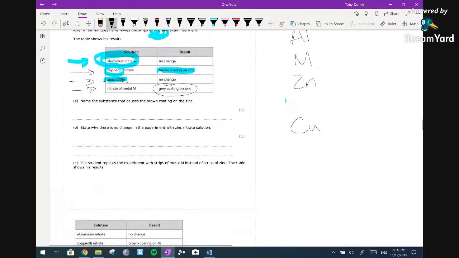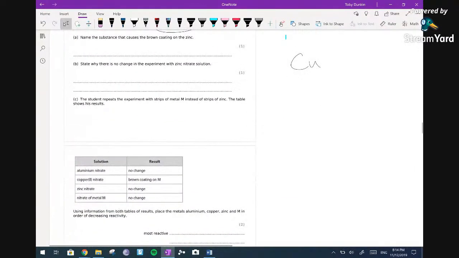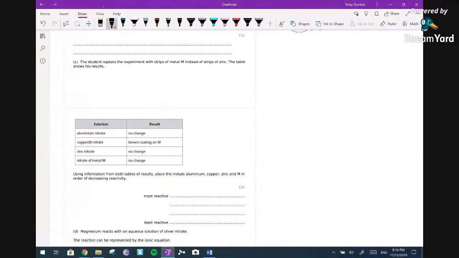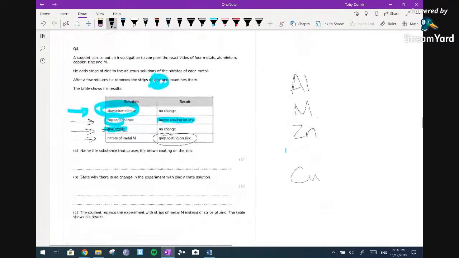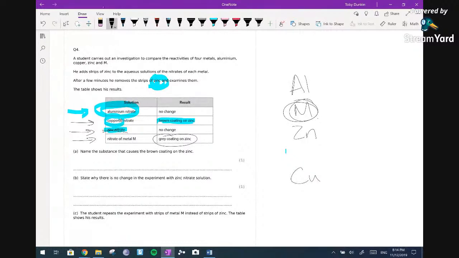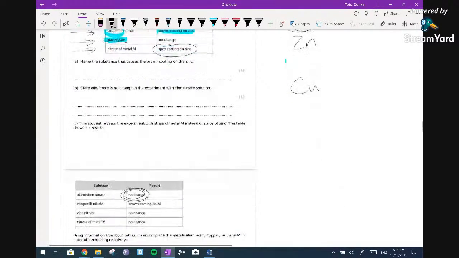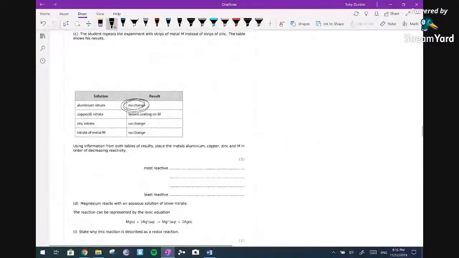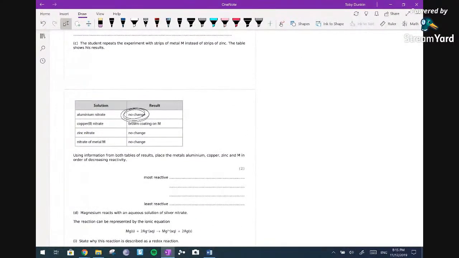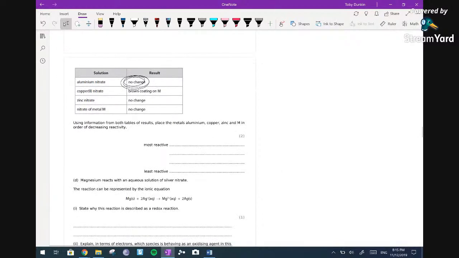And we're done. But now we need to check with the aluminium. There we go, look. No change with the aluminium nitrate because M could have been here or it could have been there. So we needed a second reaction to decide that, and there was no reaction of M with aluminium nitrate. So there's our order.